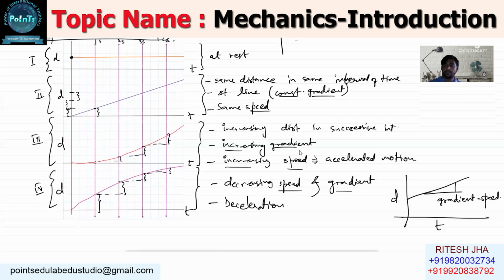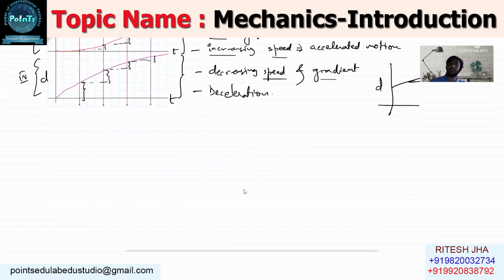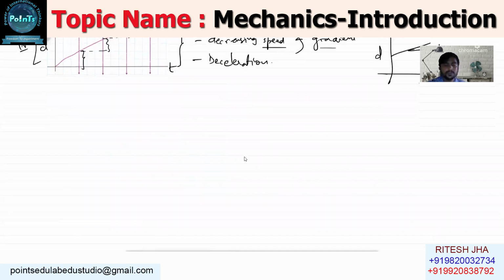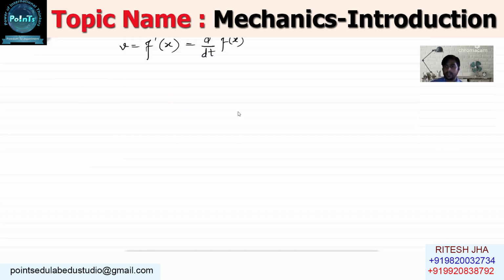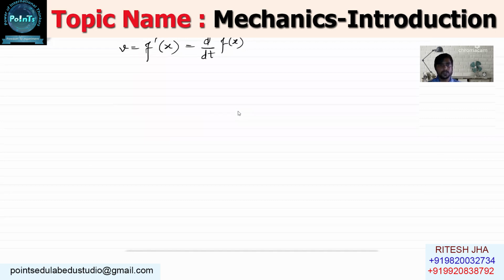Now, have you done calculus? In calculus, the speed is the first order derivative of the distance. If the distance is a function of x, then the speed is the first order derivative of the function, or we can say the derivative of f(x). Do you have any problem in understanding this part? No. Perfect. So this is a basic analysis of the distance versus time graph.